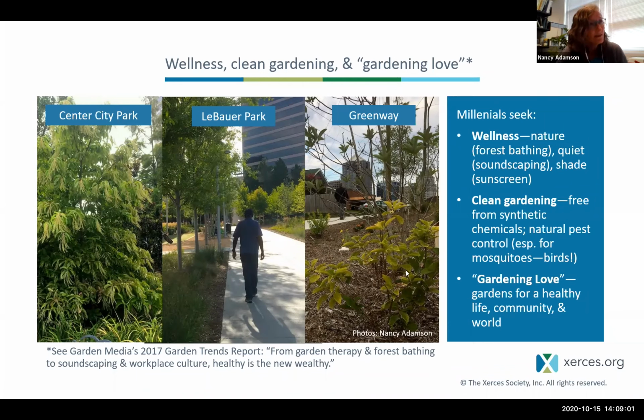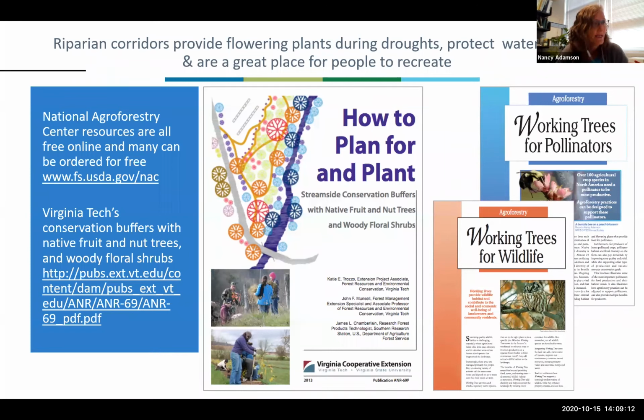And so I'm not going to cover all these things about millennials, but I thought it was so interesting what they cared about. And you can take a look at these slides a little bit more later. And again, riparian areas, I like to include this slide because these documents, Working Trees for Pollinators and Working Trees for Wildlife, are from the National Agroforestry Center. If you're an educator, you can click on their site and order as many of these to give away at a talk as you would like. So that's a really nice resource for educators if they want to have something to hand out, and they're beautiful documents.